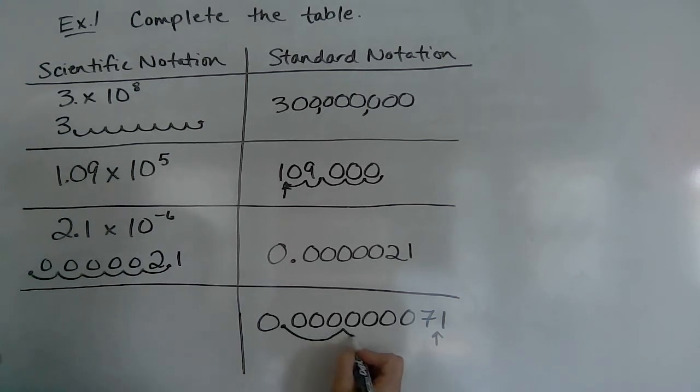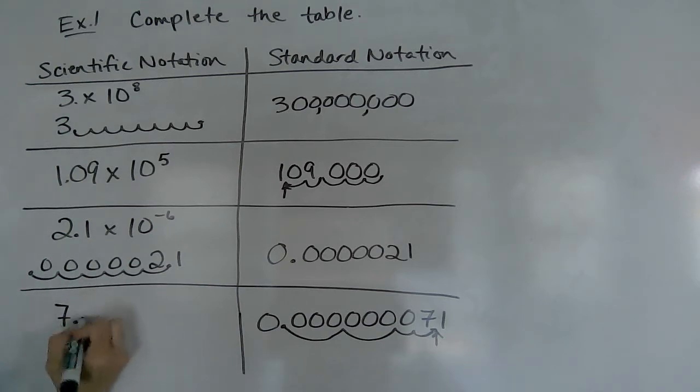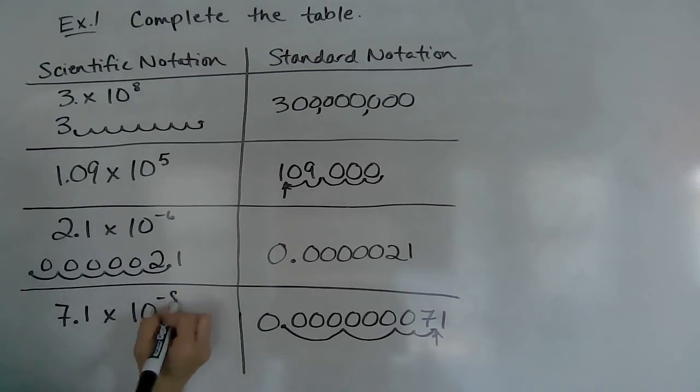So there's 3, 6, 7, 8 times that I have to move my decimal. So what we have is 7.1 times 10. And since this is a small number, we need to remember that our exponent is negative.